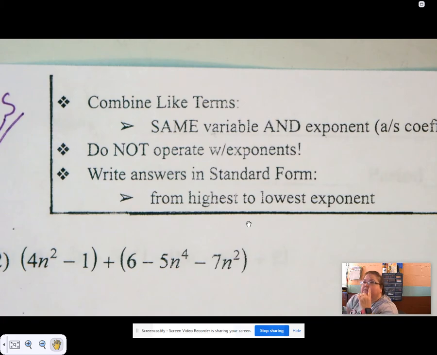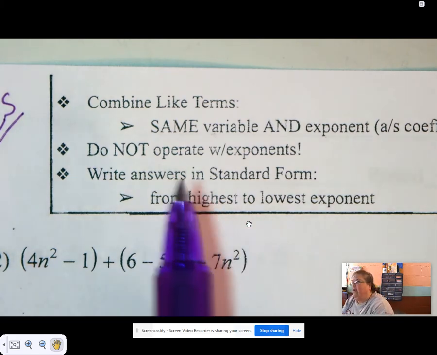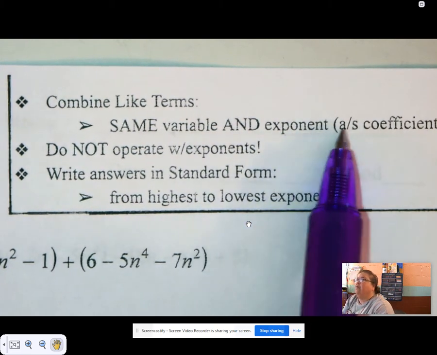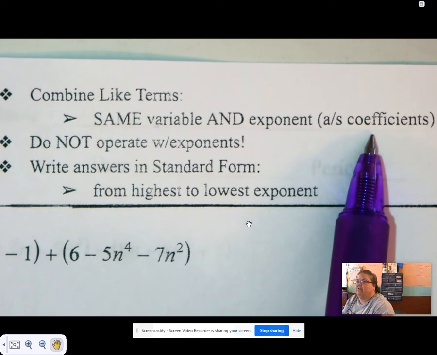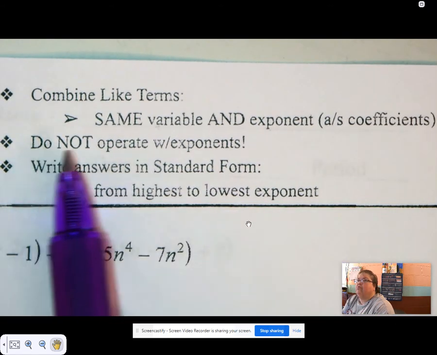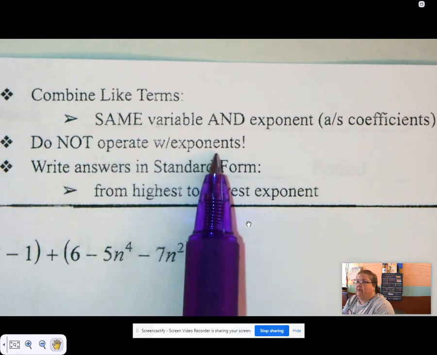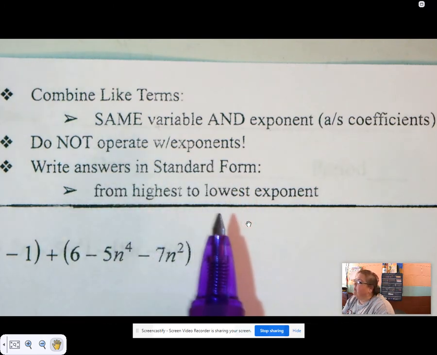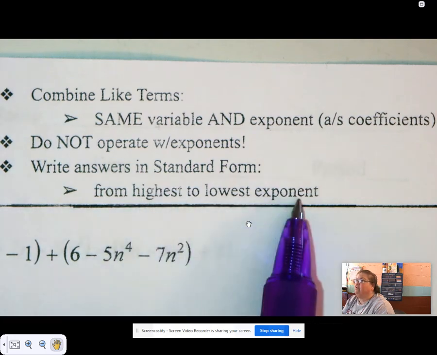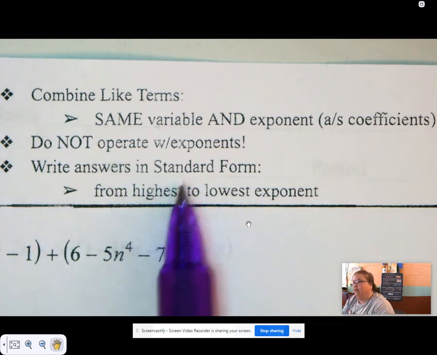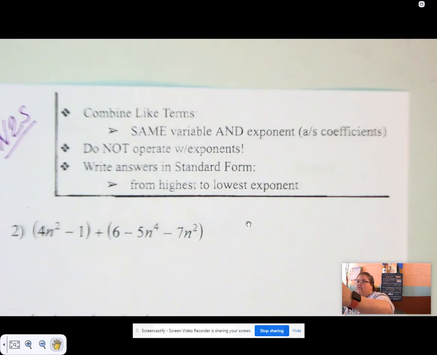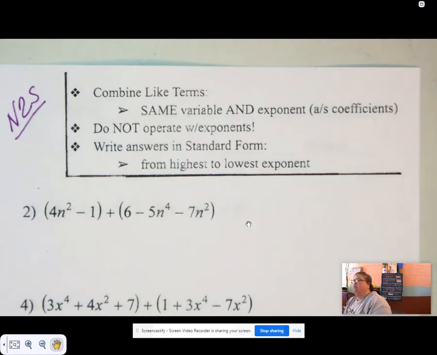So our note to self. Combine like terms, meaning they have the same variable and exponent, and we add or subtract the coefficients. Do not operate with exponents. Write your answers in standard form, meaning from highest to lowest exponent. So standard form means we're only paying attention to the exponents, highest to lowest. Okay? So that's our note to self.